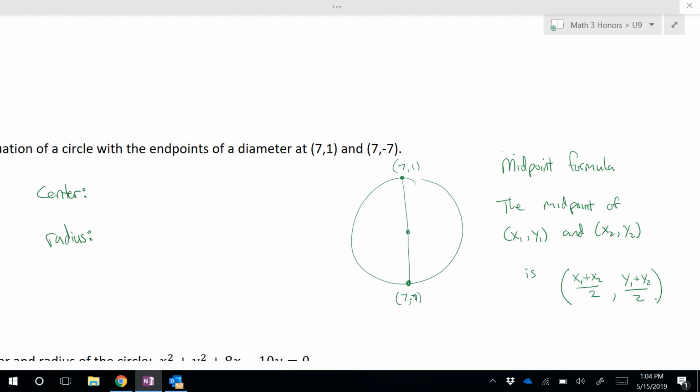In this case, it's not too difficult because it's vertical, but if it was slanted, you'd want to know this, okay? So here, our midpoint's going to be 7 plus 7 over 2, and 1 plus negative 7 over 2, which is going to be 7 comma what? Negative 3. Okay, so we have our center.